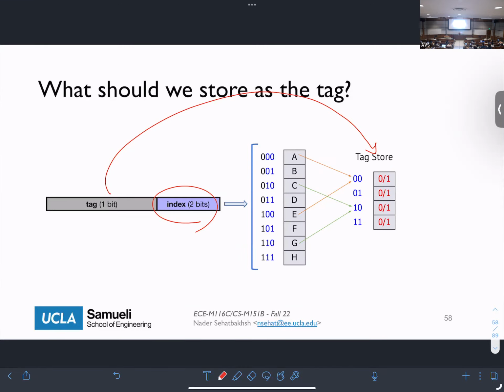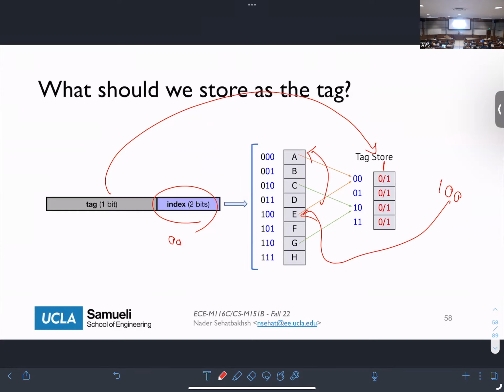So for example, if my index is 0, 0, and the tag that I store is 1, this means that I have stored 1, 0, 0, or E, right? If I stored 0 in my tag, index 0, 0 plus the tag becomes 0, 0, 0, which means I stored this, right? So the idea of the tag is to give you an indication of what we have stored in that entry, okay?